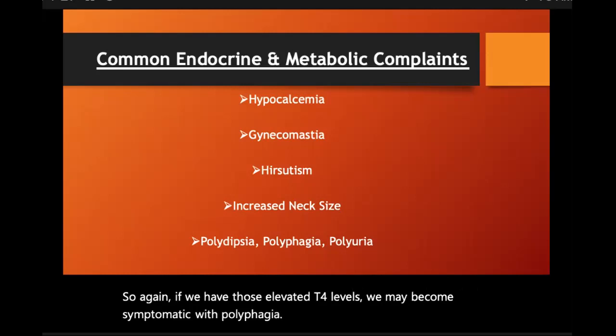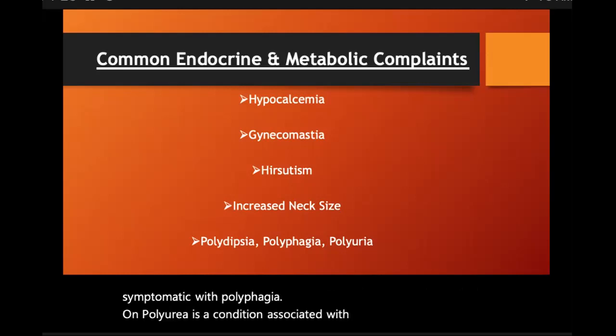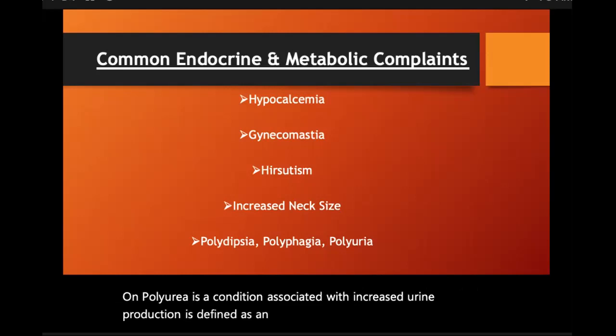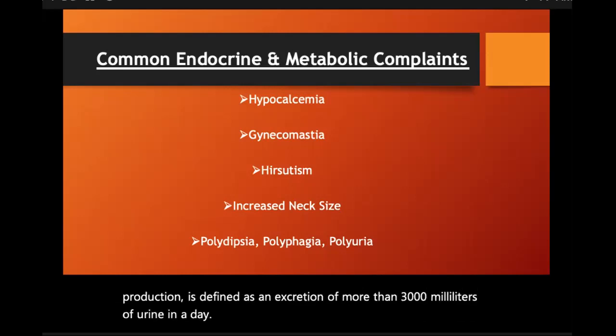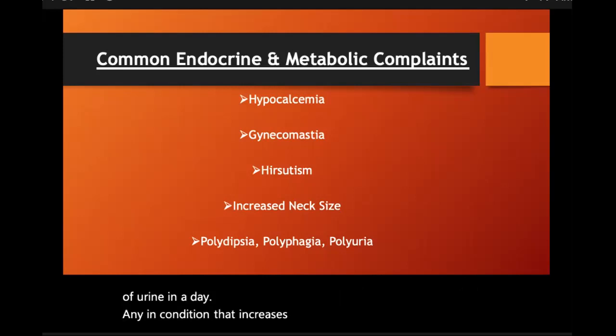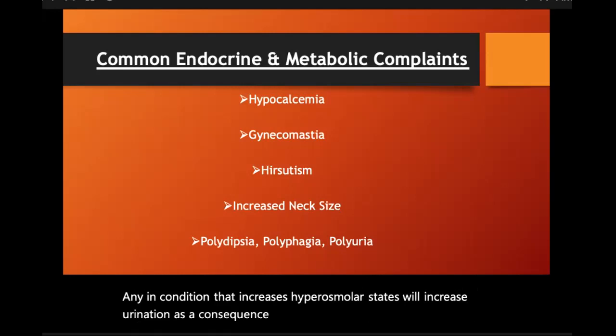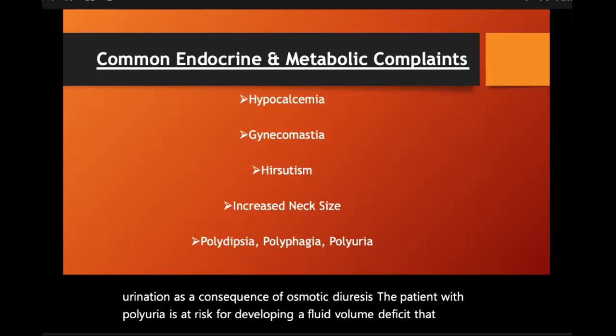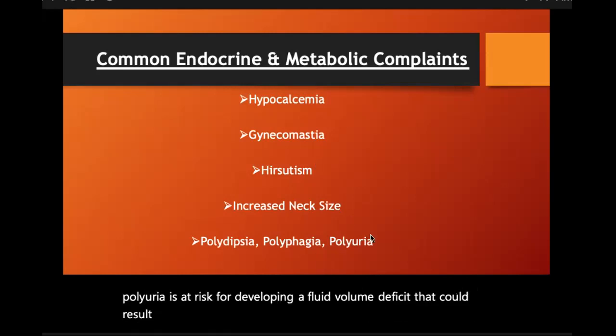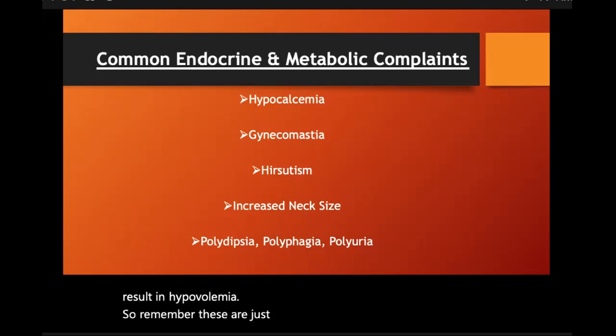Polyuria is a condition associated with increased urine production. It is defined as an excretion of more than 3,000 milliliters of urine in a day. Any condition that increases hyperosmolar states will increase urination as a consequence of osmotic diuresis. The patient with polyuria is at risk for developing a fluid volume deficit that could result in hypovolemia. So remember, these are just symptoms.